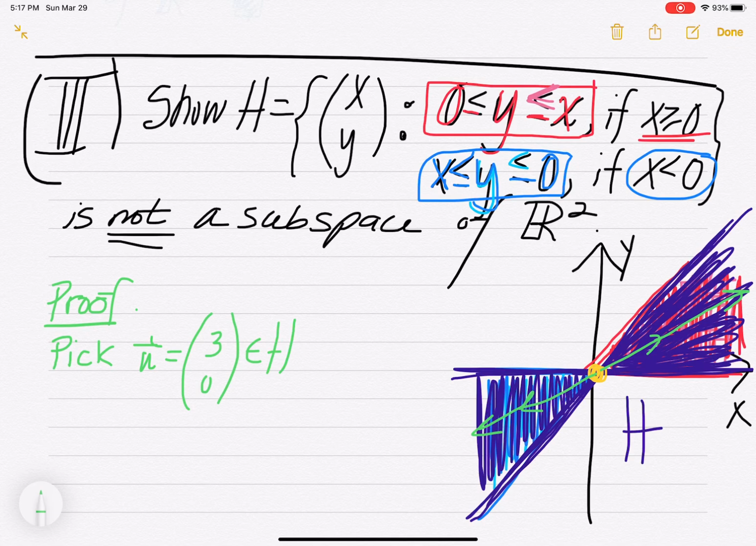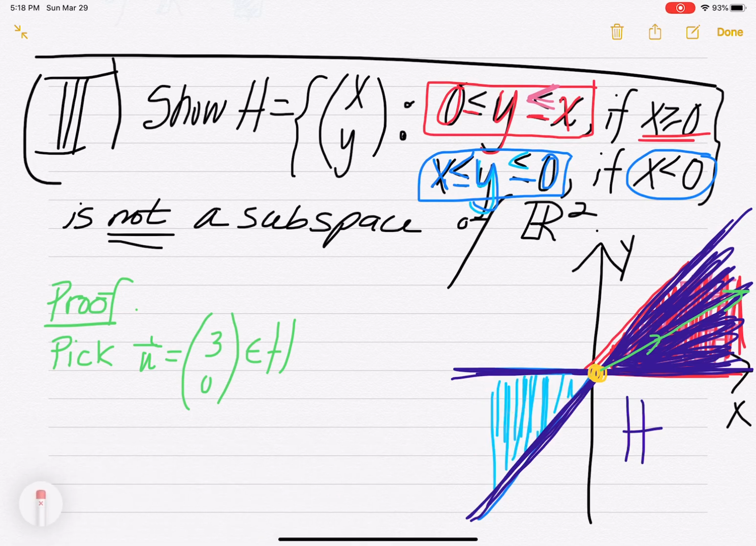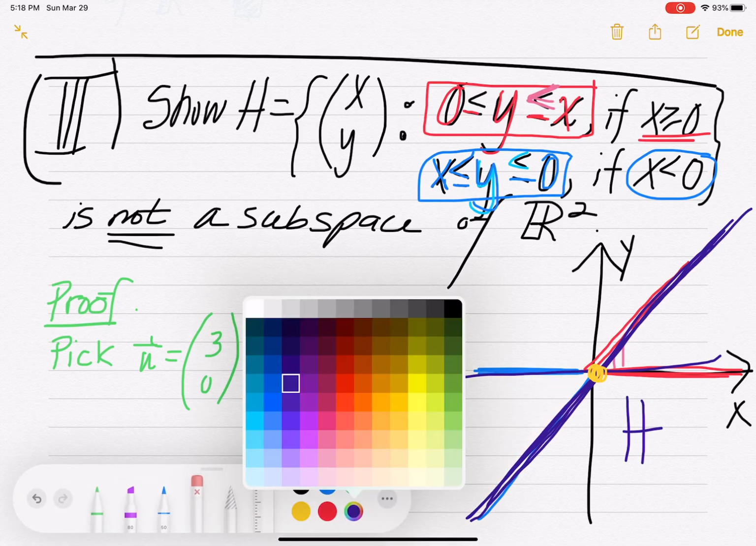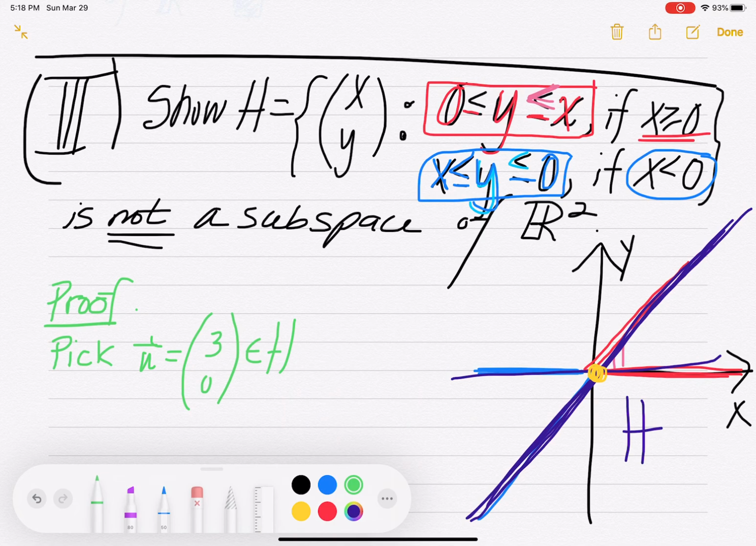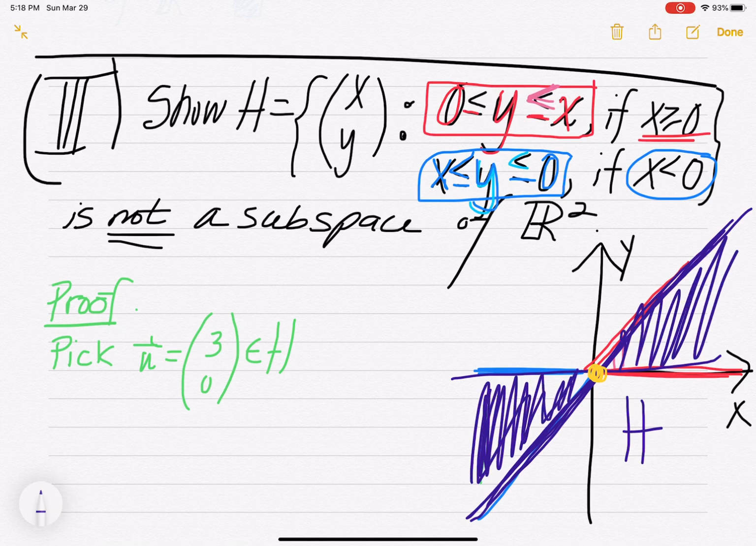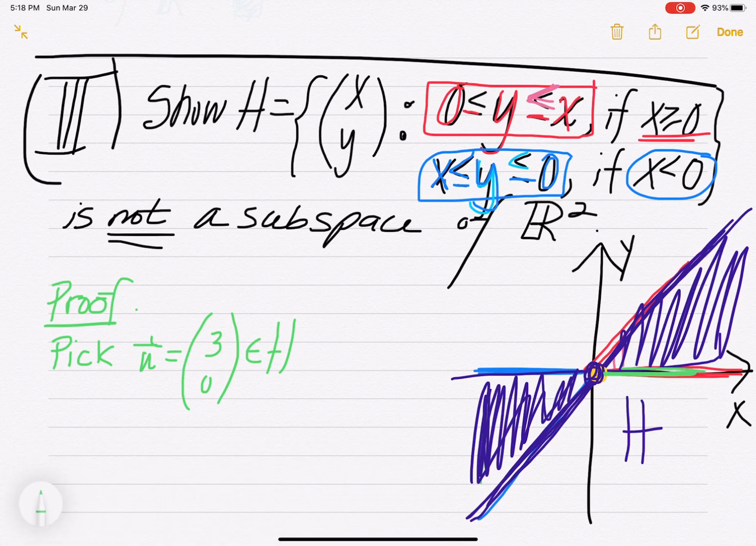3, 0. Let me do a little erasing here. Yeah, I'm losing it. Losing my pretty colors. Okay, I'm back to shading my region again.